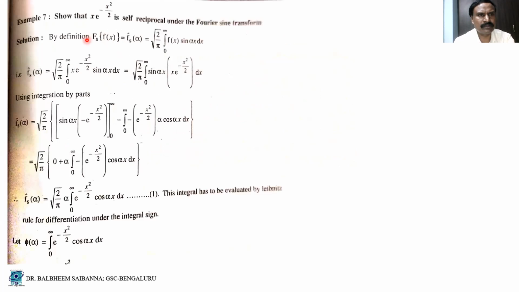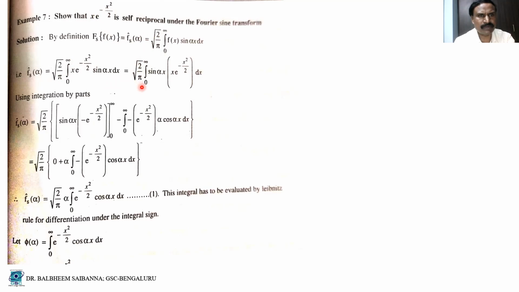Next, one more example. Prove that x times e to the power of minus x square by 2 is self-reciprocal under the Fourier sine transformation. By the definition of the Fourier sine transformation, we write Fs(alpha) is equal to root of 2 by pi integral from 0 to infinity f(x) sine alpha x dx. Then f(x) here is x times e to the power of minus x square by 2, sine alpha x dx.